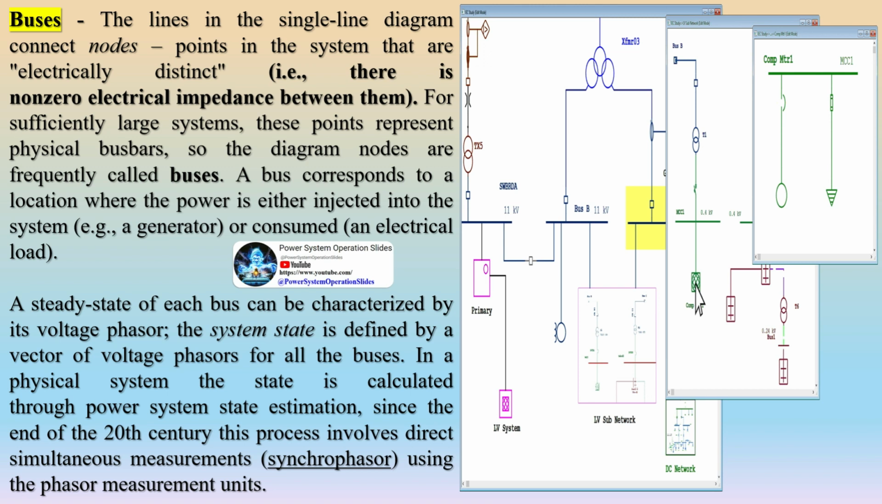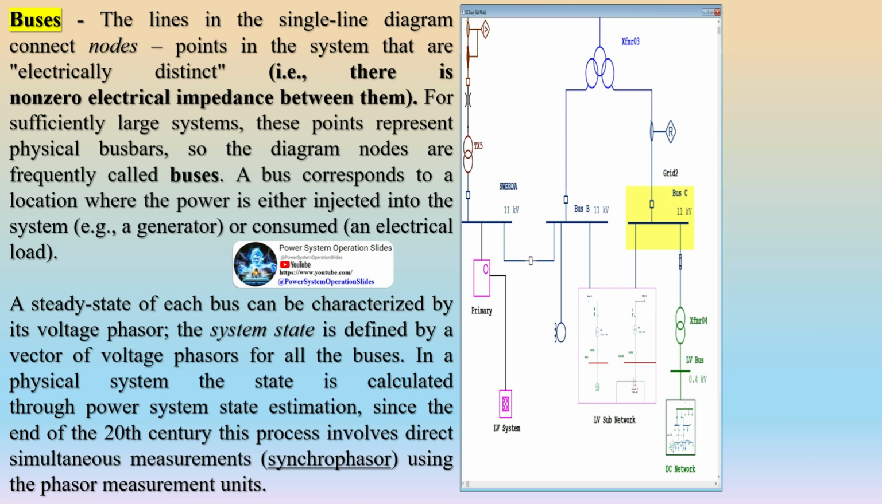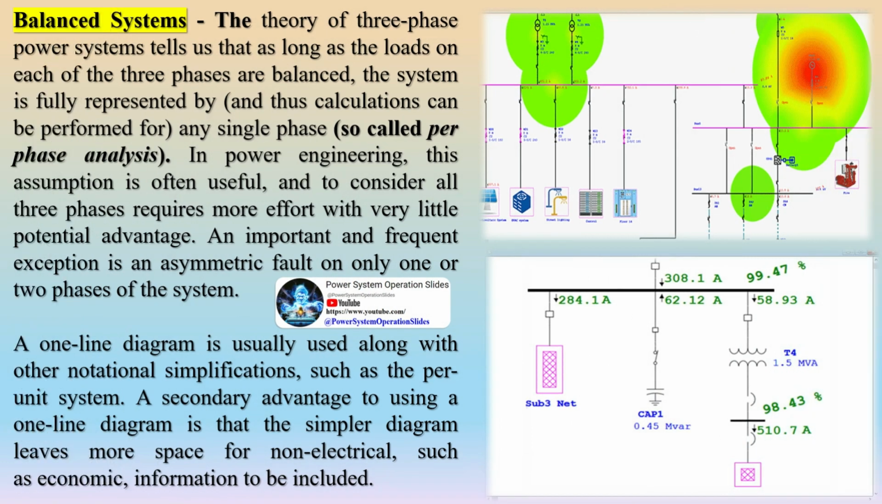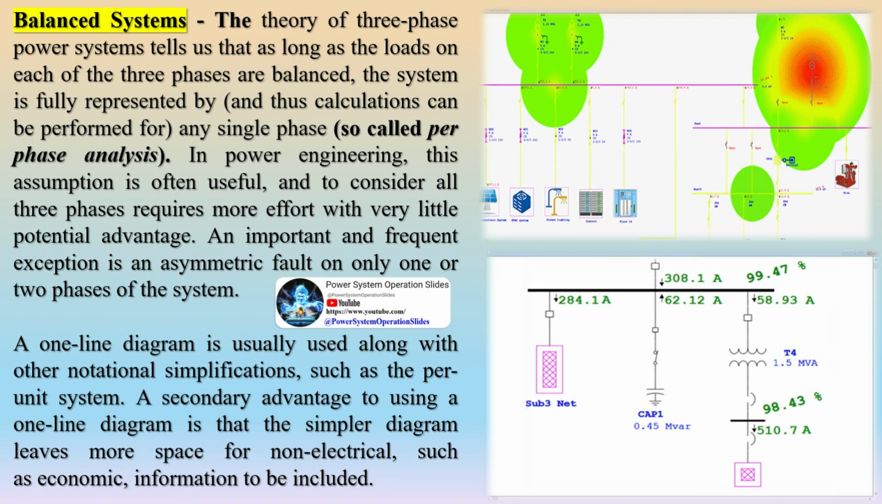System planning and analysis. Single-line diagrams form the basis for system planning and analysis. Engineers can utilize the diagram to assess the power system's capabilities, identify potential areas of improvement, and make informed decisions regarding system expansions or modifications.